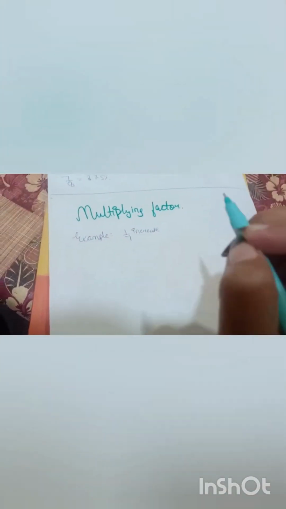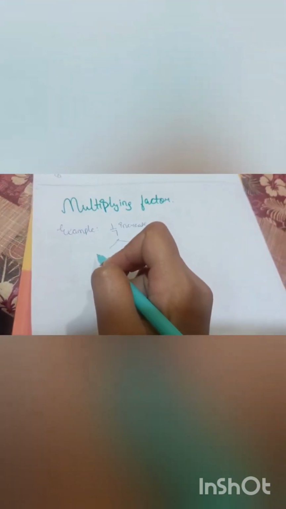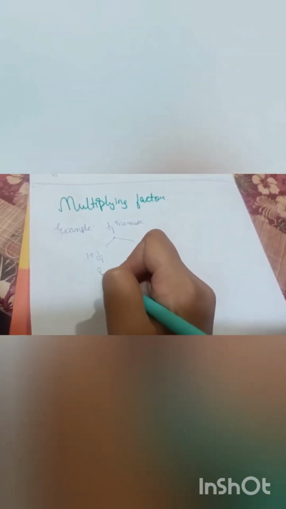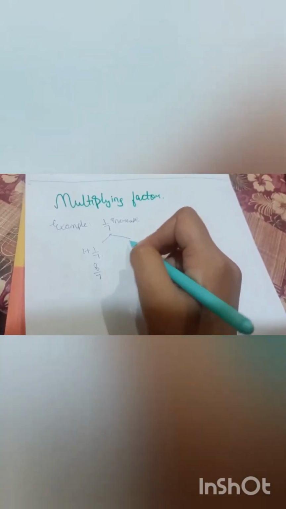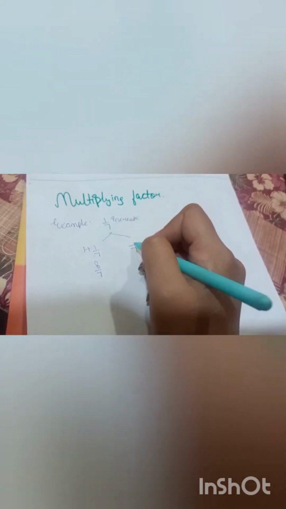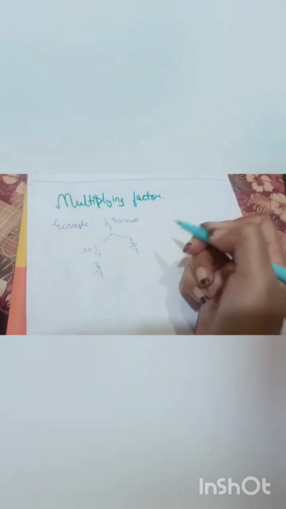Okay, so now we will be solving multiplying factor. Let us do it by taking an example. I have taken the value 1 by 7, and if there is an increase in this, you can solve it by two methods. First, you can add 1 to it, so it will be 8 by 7. Or you can keep the denominator the same as 7, and since there is an increase, you can do 7 plus 1 equals 8. So you can do it by both methods.